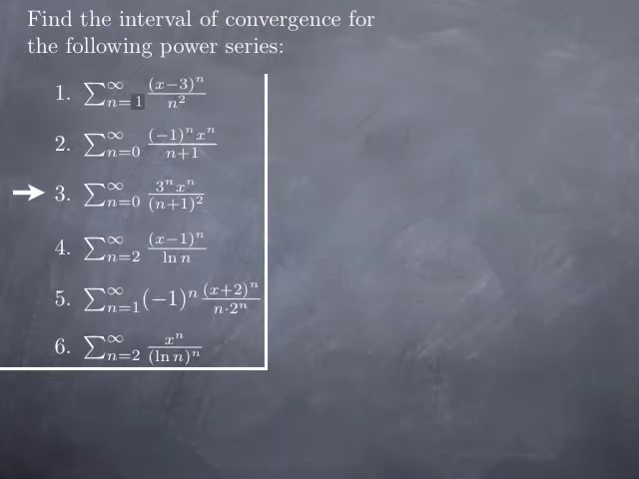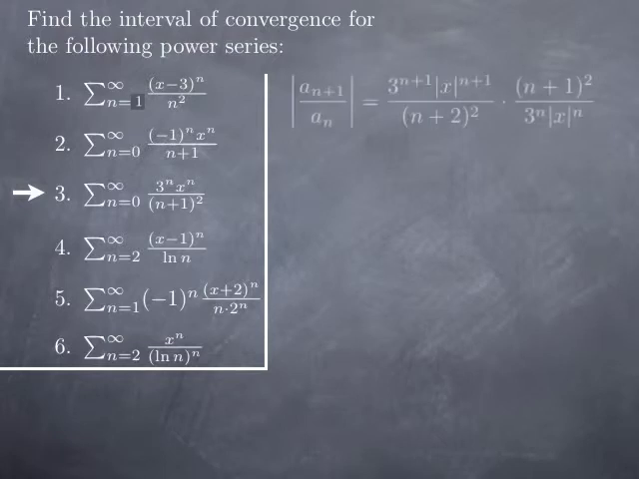In the third example, we look at the series from 0 to infinity of 3^n x^n divided by (n plus 1) squared. It's again a power series centered at 0, so we expect the interval of convergence to be an interval centered at 0. We're going to use again the ratio test with the same convention that a_n is the general term.